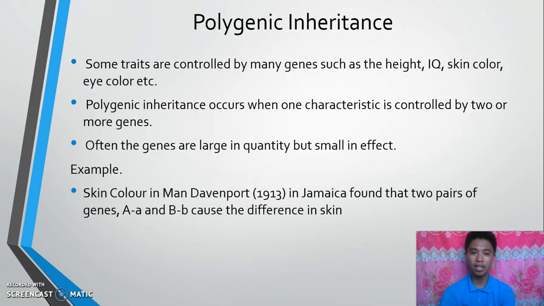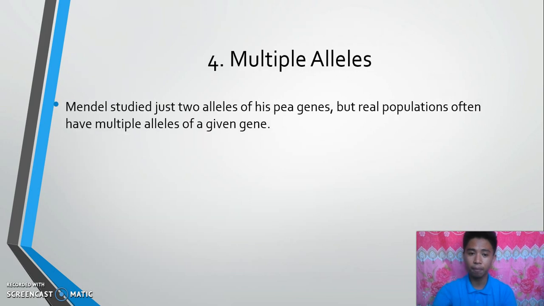Polygenic inheritance. Some traits are controlled by many genes, such as height, IQ, skin color, eye color, etc. Polygenic inheritance occurs when one characteristic is controlled by two or more genes. Often, the genes are large in quantity but small in effect. Skin color is an example: Davenport, 1913, working in Jamaica, found that two pairs of genes, AA and BB, cause a difference in skin color.